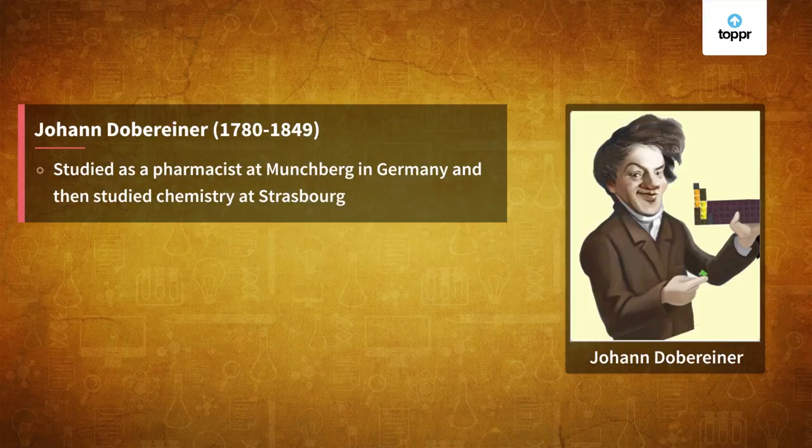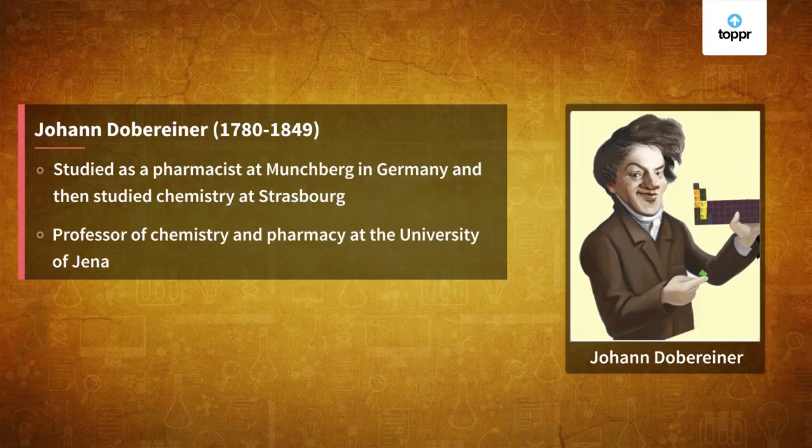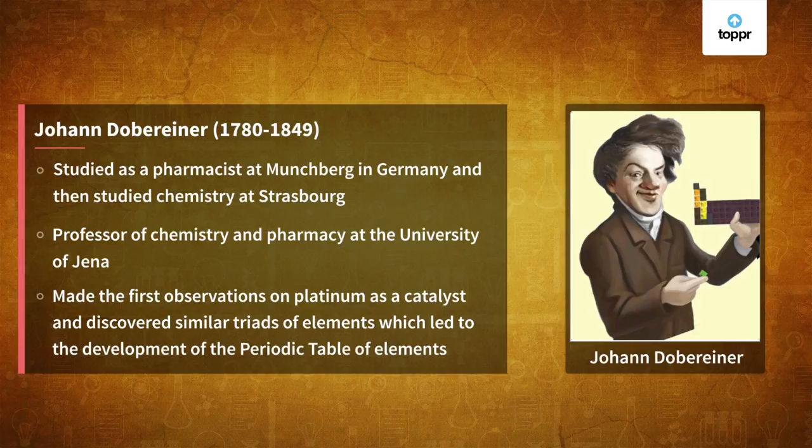Johann Dobereiner studied as a pharmacist in Germany at Munchburg, and then he studied chemistry at Strasbourg. After some years, he became the professor of chemistry and pharmacy in the University of Jena. He was the first one to find out that platinum can be used as a catalyst. And he also was the first one to classify elements and found out similar triads of elements that led to the development of the periodic table.